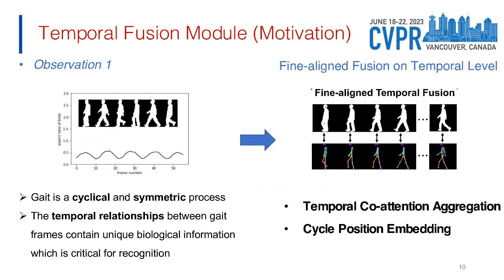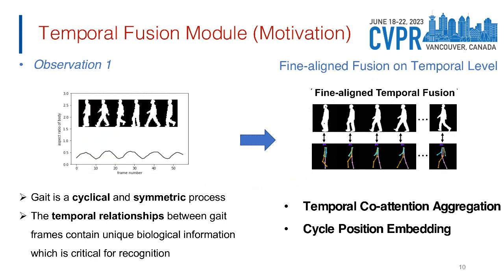Moreover, we can observe gait is a cyclical and symmetric process, and the temporal relationships between gait frames contain unique biological information which is critical for recognition. To better exploit the temporal information of the gait sequences of both modals, we propose temporal fusion module to perform fine-aligned fusion on temporal level, in which we design the cycle position embedding, CPE, to model temporal relationships for gait sequences of arbitrary length.